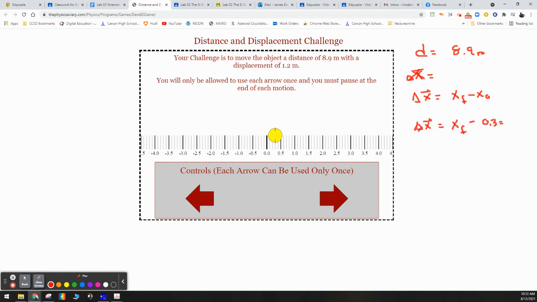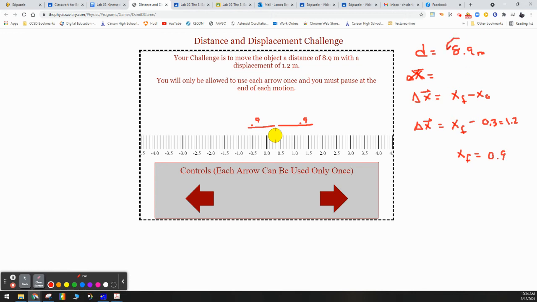Now, what does the displacement have to be? It has to be 1.2 meters. So to find my final position, 1.2 minus 0.3 is 0.9. So I have to be 0.9 away from here. I can be 0.9 this way, or I could be 0.9 that way. Now, this is positive, right? So I'm thinking over here.